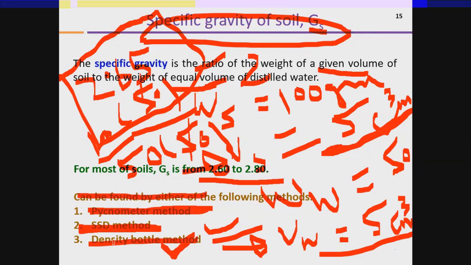Okay, this procedure is present on my channel as well, that how can you find the value of specific gravity of soil by density bottle method. You can watch there. The SSD specific gravity method will be uploaded soon. Okay, and pycnometer method and density bottle method are the same. Only there is a little difference which I will share with you later on. You just keep in your mind that these are the different methods with the help of which you can find the specific gravity of soil systems in lab.